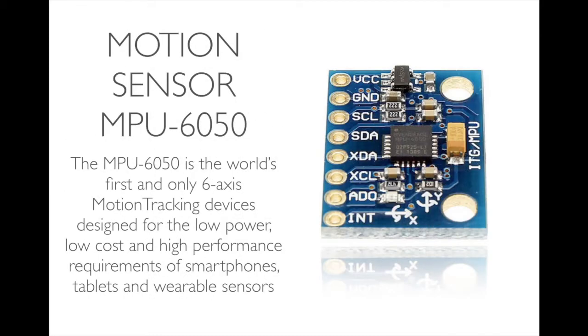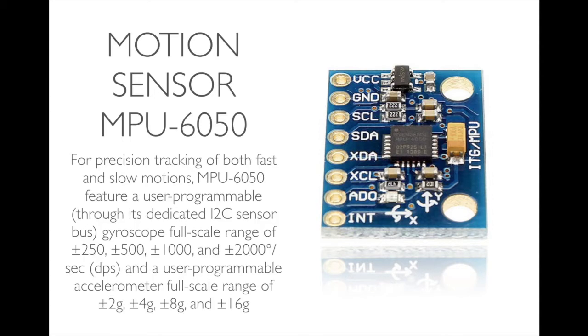The motion sensor we are using is the MPU-6050, which is the world's first and only 6-axis motion tracking device designed for the low power, low cost and high performance requirements of smartphones, tablets and wearable sensors. This sensor's gyroscope full scale range is user programmable from plus and minus 250 to plus and minus 2000 degrees per second. It's user programmable through its dedicated I2C sensor bus. The full scale range that we are using in this assignment is plus and minus 1000 degrees per second.